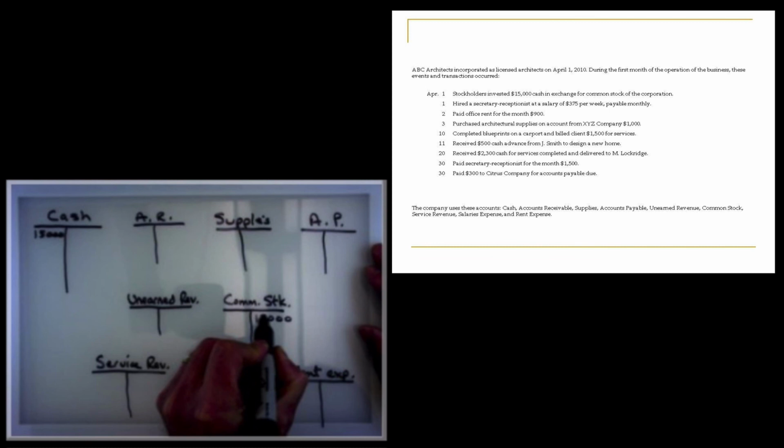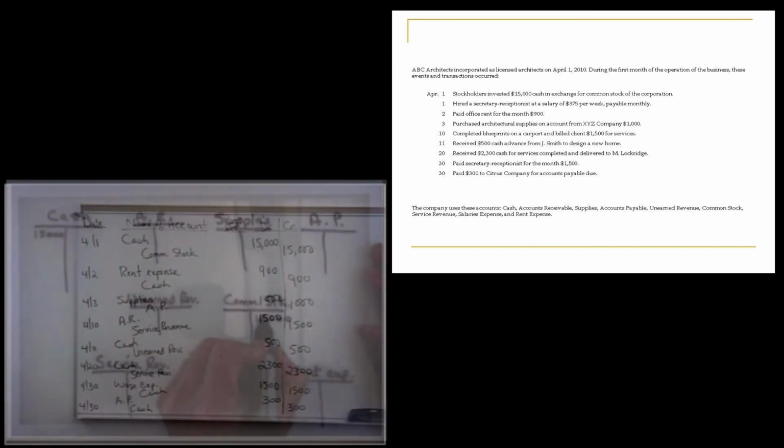Now, we don't have a chart of accounts here in this example. This is a very simple example, but I've just posted the first journal entry. Now, I'm going to appear back on your screen for a moment.